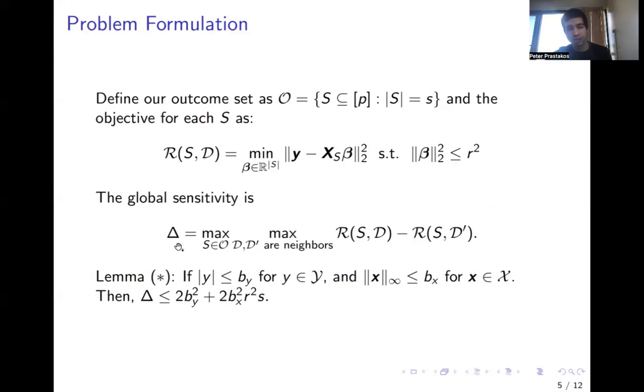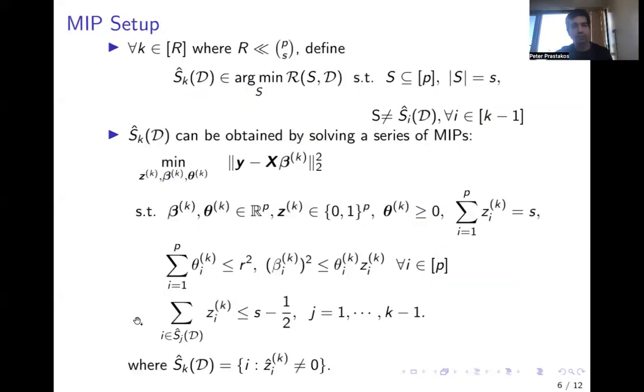So the global sensitivity is defined as in the literature as the max difference, for any support and for any two neighboring data sets, between the scoring function at the two data sets. And under assumptions of boundedness on the data Y and X, we can then get a bound on the global sensitivity for our particular case.